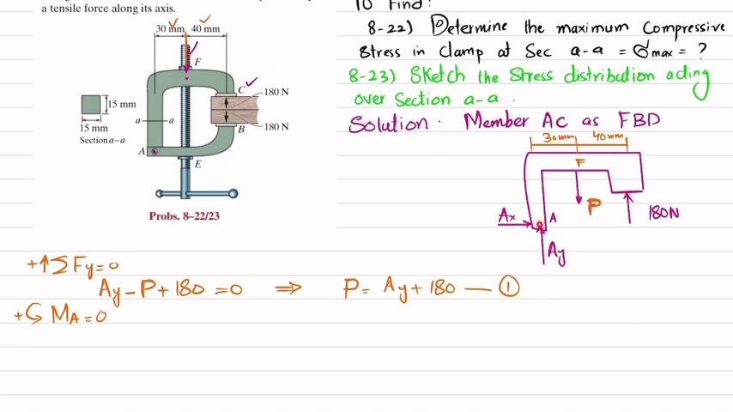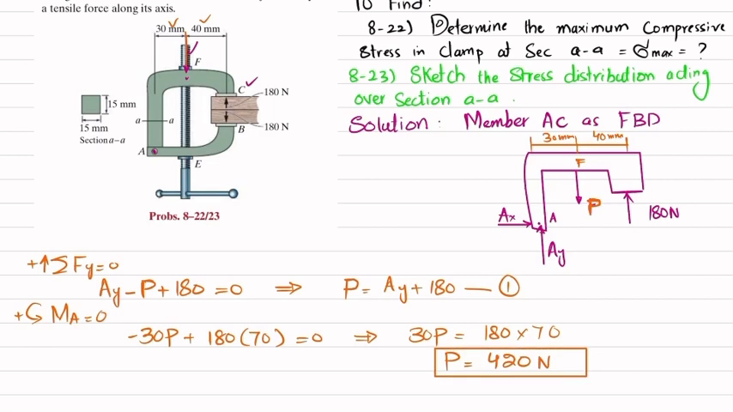So about point A, one moment is due to this force P into the perpendicular distance, which is 30. This is producing clockwise, so it will be negative, so I will write minus 30P. The second moment is due to this load 180 and the perpendicular distance is 70 millimeter, and this is counterclockwise, so it will be positive. So plus 180 multiplied by 70 is equal to 0. From here 30P will be equal to 180 multiplied by 70, and P will be equal to 420 Newton.